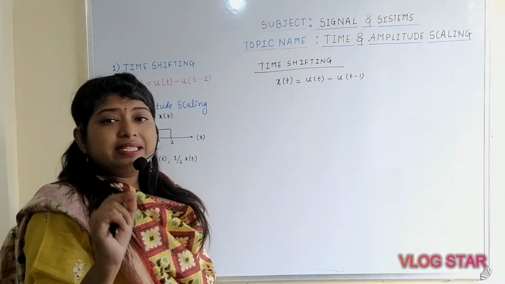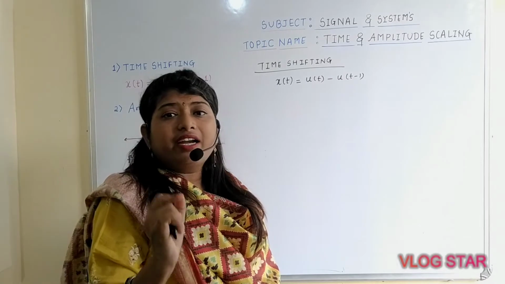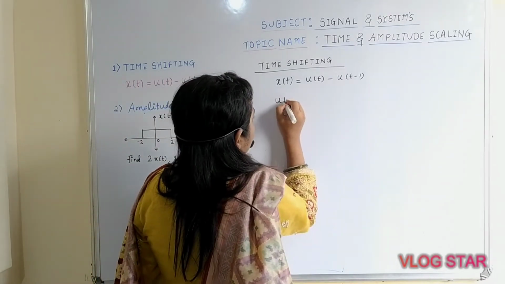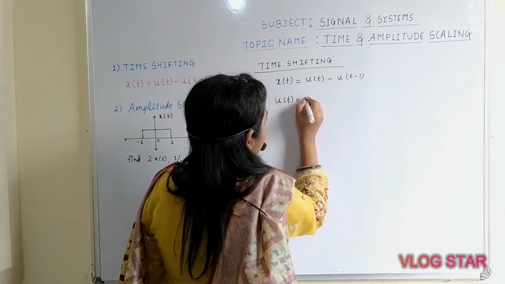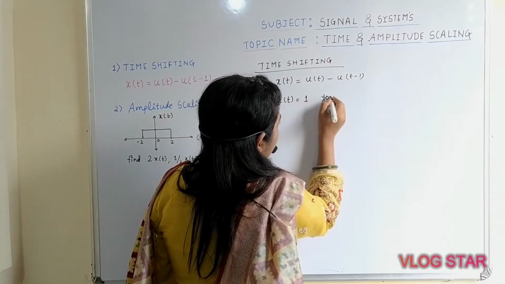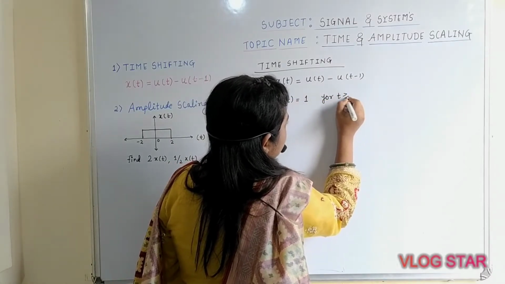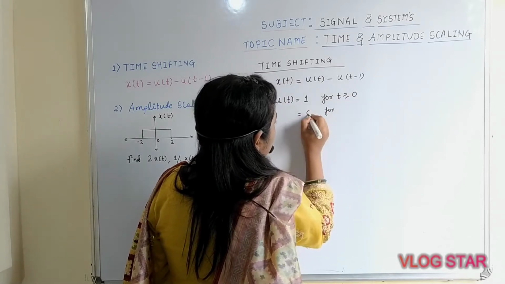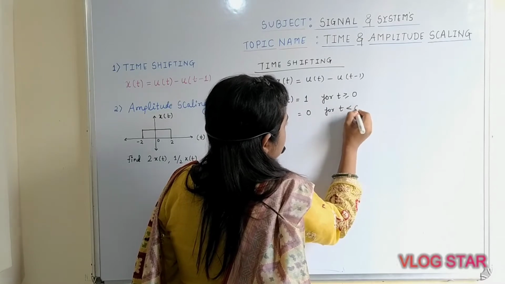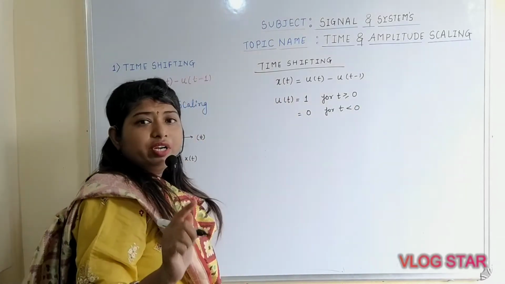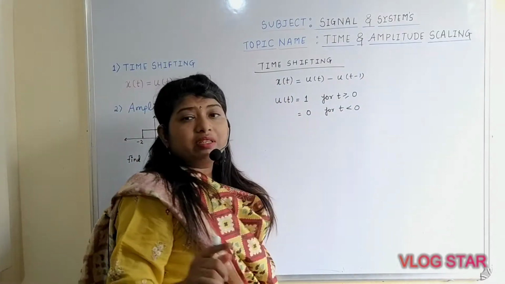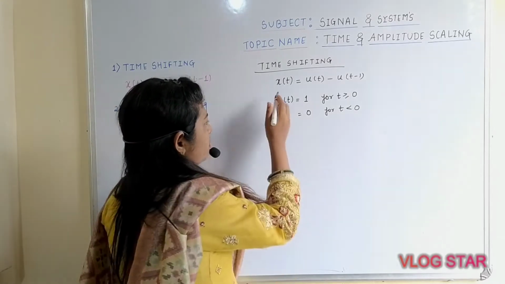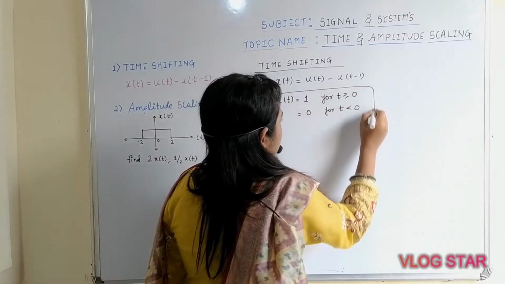So what is the basic definition? What is the standard definition for unit step signal? Please pay attention over here. U of t is equal to 1 for t is greater than or equal to 0, and is equal to 0 for t is less than 0. I hope you have understood. I hope you have remembered the basic definition for unit step signal.